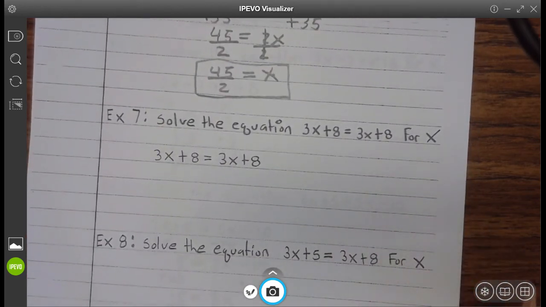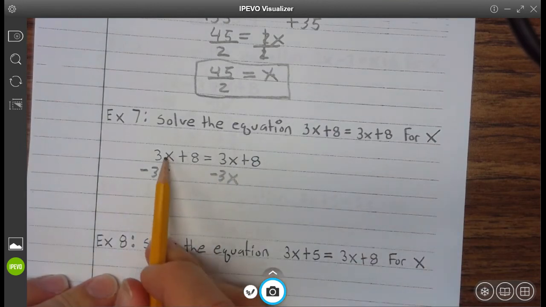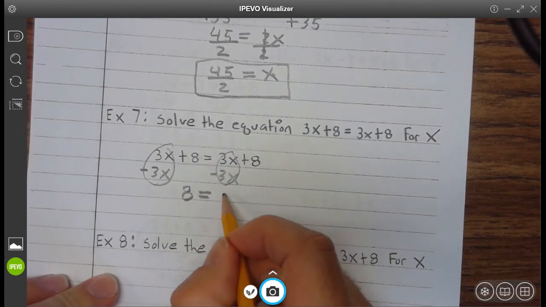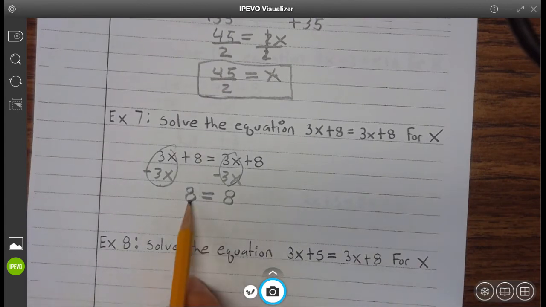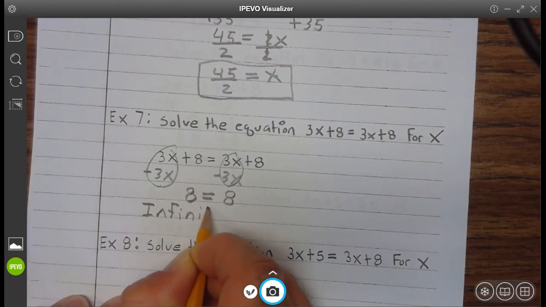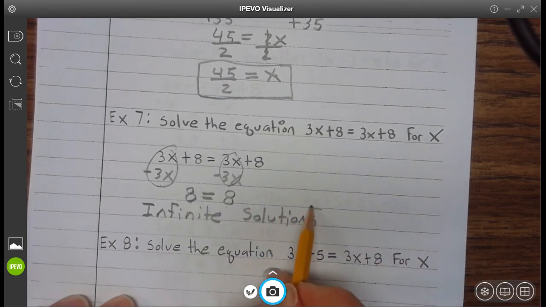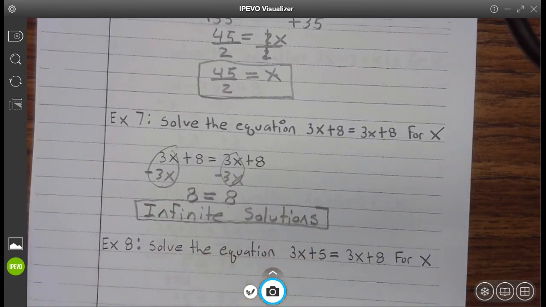Solve the equation 3x plus 8 equals 3x plus 8 for x. In here, the only thing we can do is subtract 3x from both sides. 3x minus 3x is 0. You're left with 8 equals 3x minus 3x is 0 equals 8. If the x's go away on both sides and you're left with a statement that will always be true, we call that infinite solutions. That means the solution for x is any number from negative infinity to positive infinity. All right, go and finish up example 7.